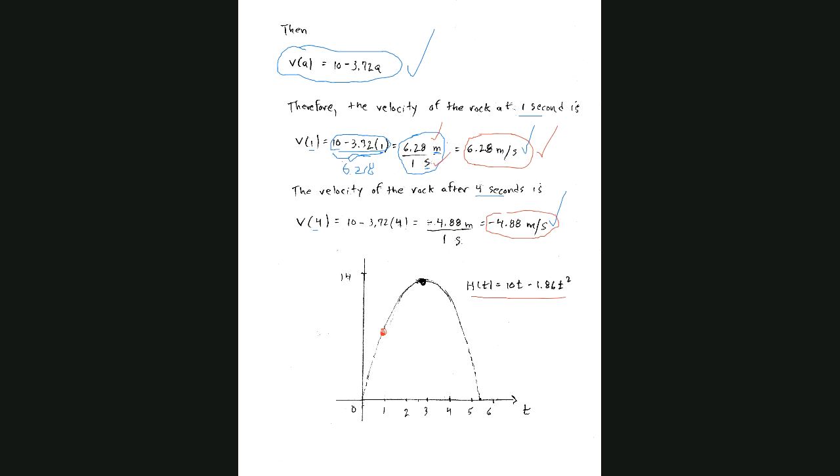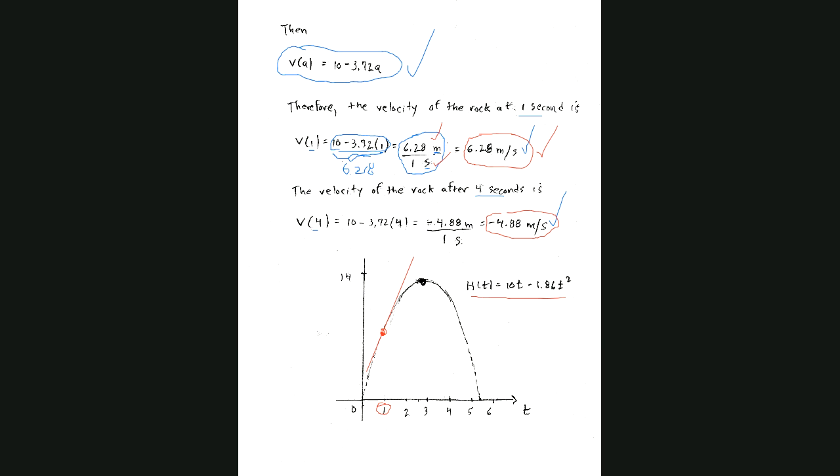Okay, and then what I'm going to do is draw a tangent line right there. So this is when t equals 1 second. That's where I drew the tangent line. So I've drawn a line tangent to the curve at t equals 1 second.